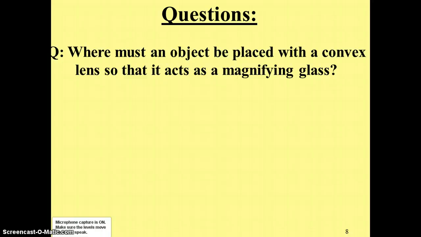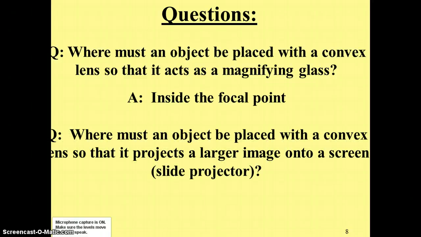So if you wanted to use a convex lens as a magnifying glass, you would need to put it inside the focal point so that you got a larger upright image. If you wanted to use a convex lens so that it projects a large image onto a screen, you would need to put the object between the focal point and 2 focal lengths away. The image would be inverted, but it will be real and projected onto a screen. Okay. You wouldn't want it outside 2 focal lengths because then the image itself would be smaller, and that would be very hard to see on the screen.